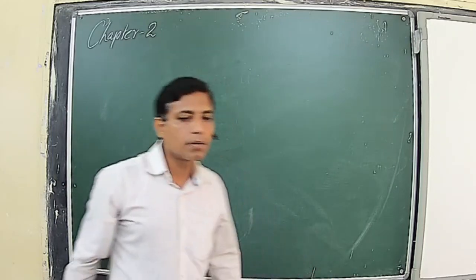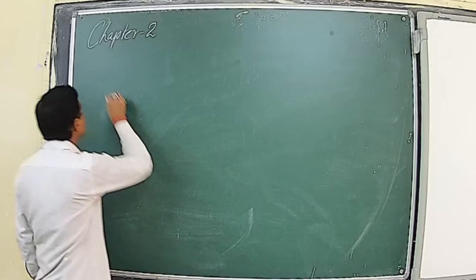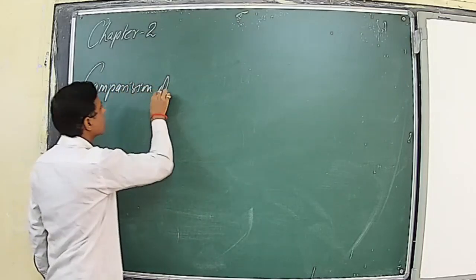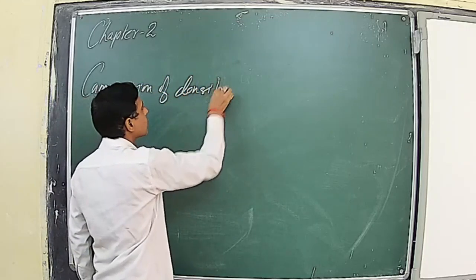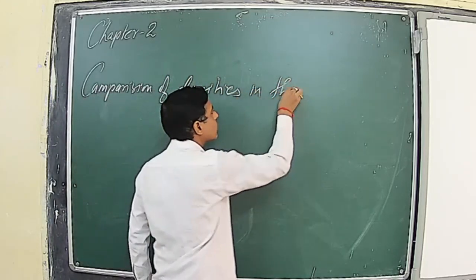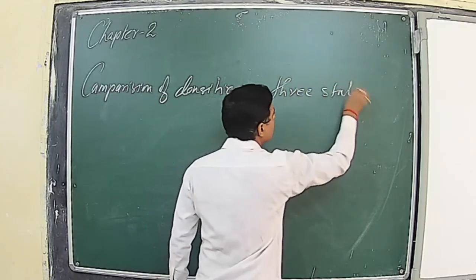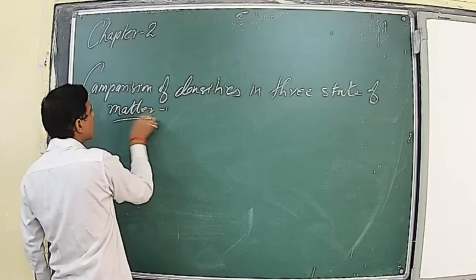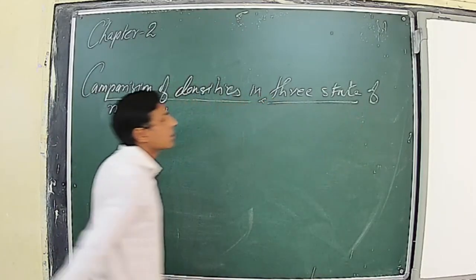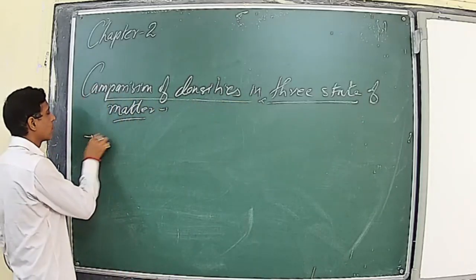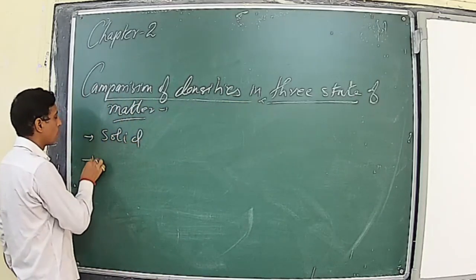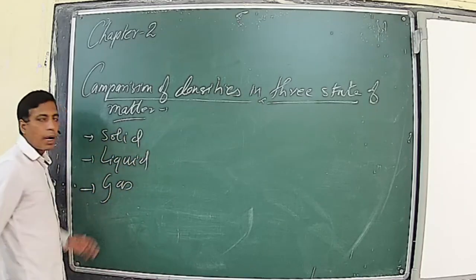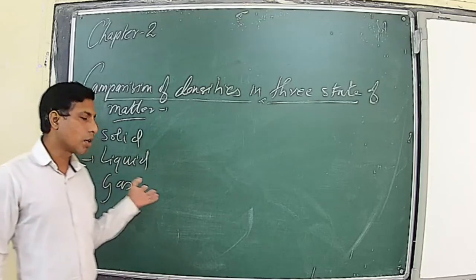Next one is comparison of densities in the three states of matter. So how many states of matter do we know? We know that in normal condition the matter exists in solid, liquid or gaseous state.